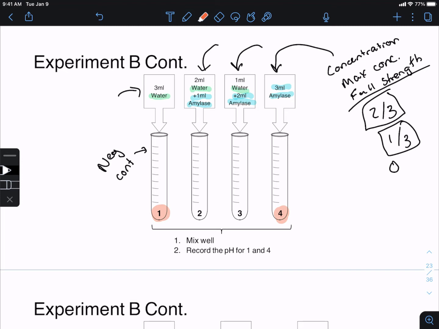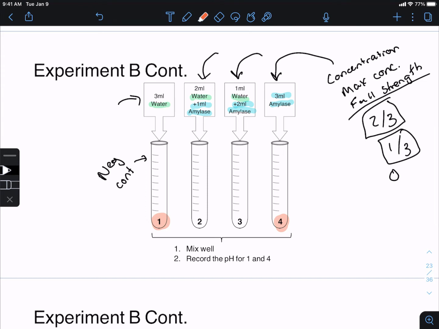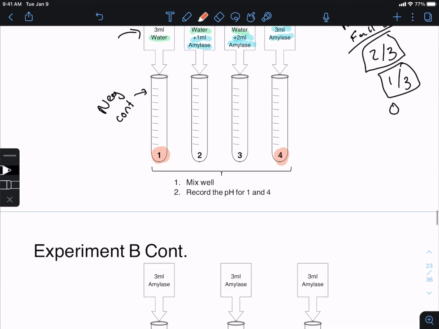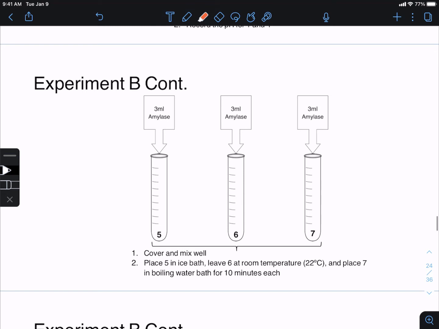Same thing with the 3 milliliters. It should be roughly equal in terms of pH, but it might not be. Now we're going to move on to some more tubes. Now we've got 5, 6, and 7. Remember, you still have the 8 tubes containing starch set aside. In the next tubes, we're going to put 3 milliliters of amylase. Notice you're putting in full strength now. Full concentration, 3 milliliters of amylase into each of these tubes.